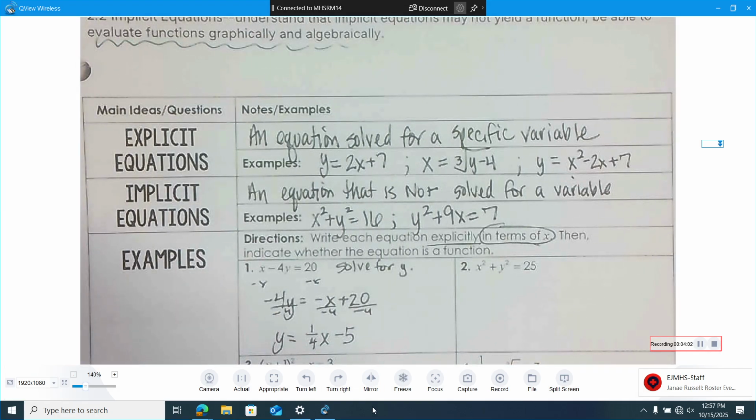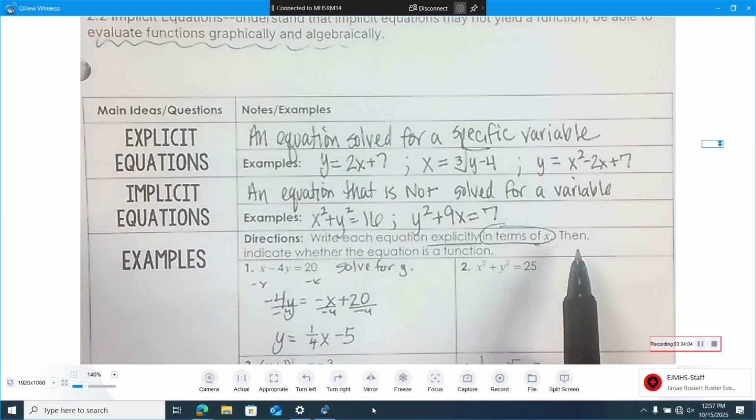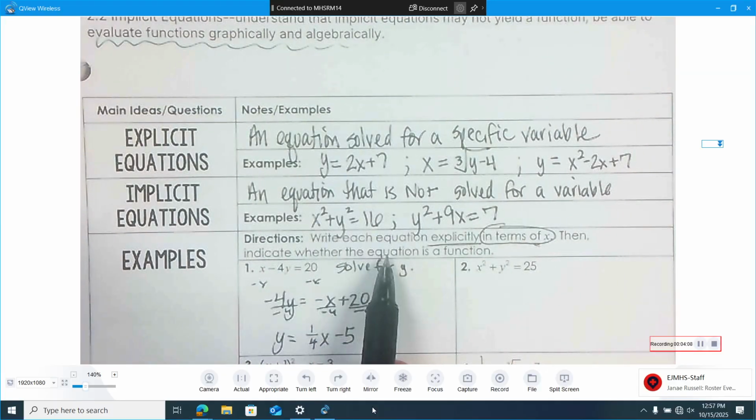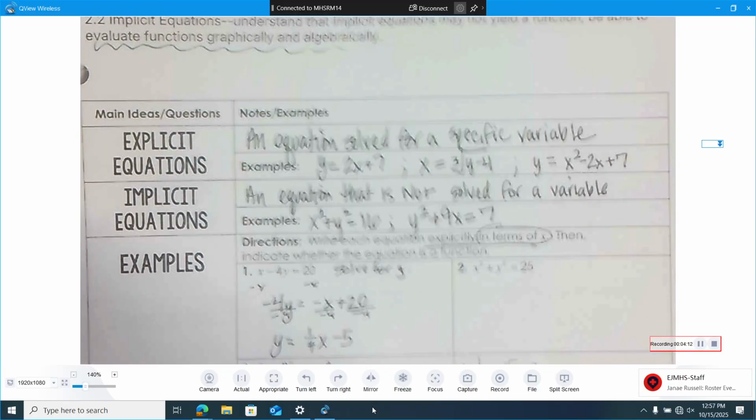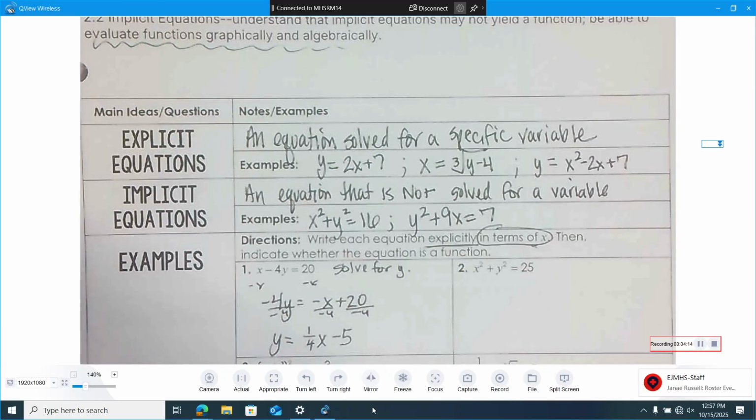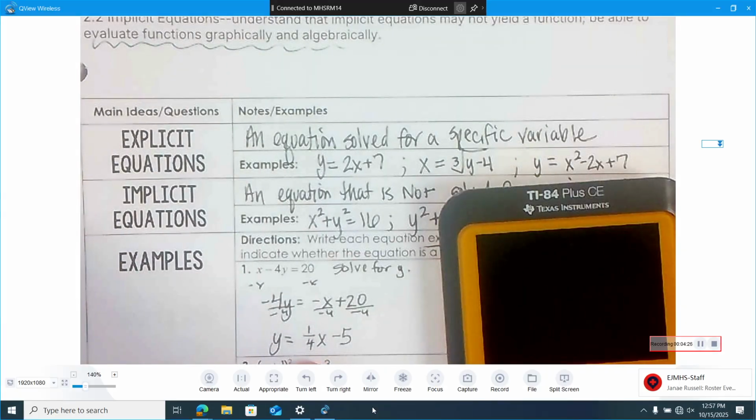Now, when I look at this equation, we want to now ask ourselves to indicate whether or not this equation is a function. And we can do that a lot of different ways. Do you know the shape of that equation? y equals 1/4 x minus 5. What does that look like? It's linear. It's a line. y equals mx plus b.